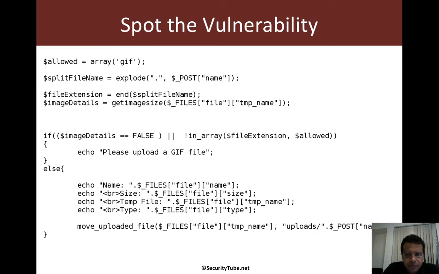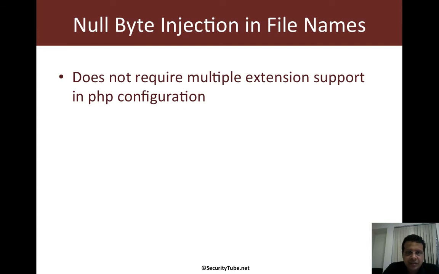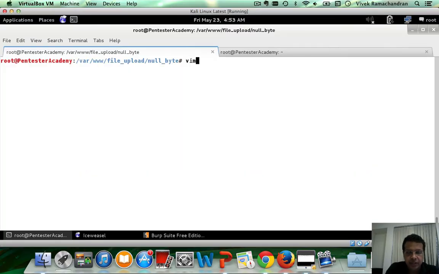Right, fantastic. So, let's see how one can tackle this case. This is where null byte injections in file names can come in handy. The best part is you do not require the double extension or multiple extension support in the config. So we can go back in here and open up the Apache PHP config.